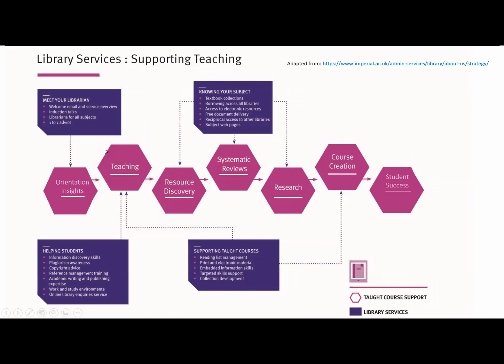This is a graphic from Imperial University in the United Kingdom. I've altered it a little bit. About the kinds of library services that support teaching. Again, another way to brainstorm the sorts of things that you do. So the lavender hexagons are the kinds of activities that take place in teaching, and the purple squares are the typical kinds of activities that librarians undertake to support teaching in their institutions. So again, ways you can think.